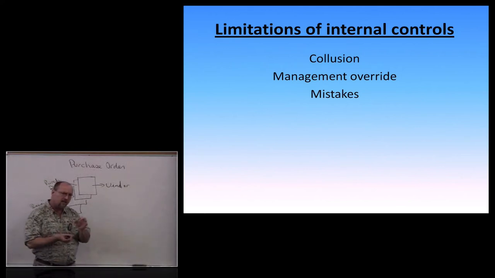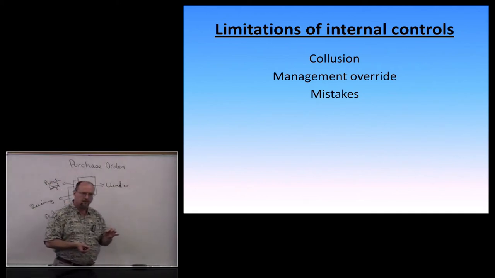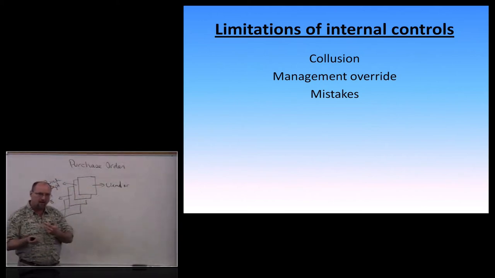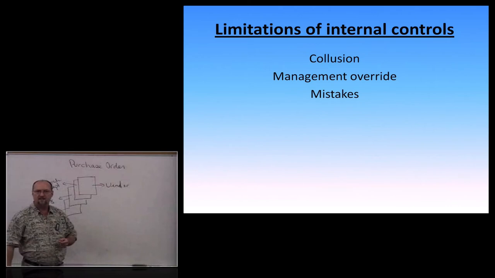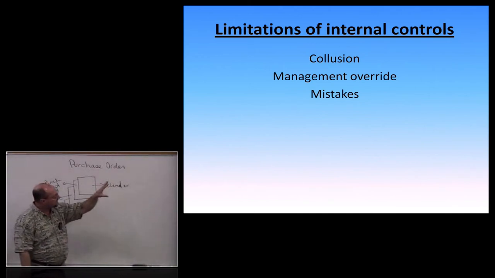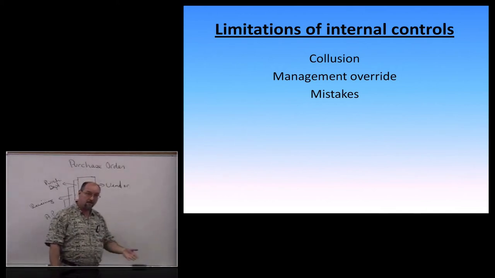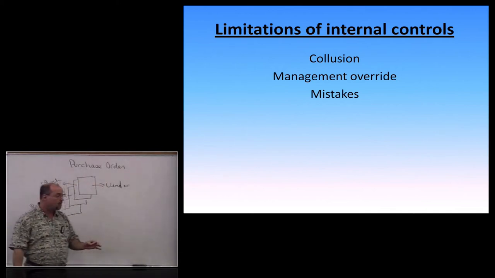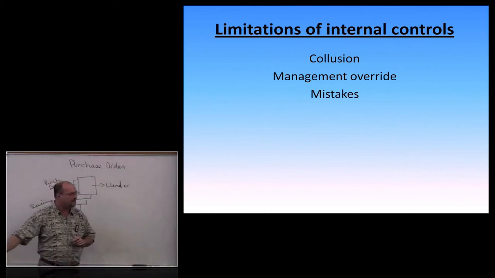So you can design good controls to prevent certain types of mistakes, but you can't prevent someone from making what's called a transposition error. I meant to input 736 and I input 637. A computer can't read our minds at this point in time. So if I'm tired, fatigued, distracted, upset, whatever, and I make mistakes, a computer can only do so much. So these are what we call inherent limitations of any internal control structure. You can't prevent it. You can try to minimize it, and good internal controls will minimize this from happening, but you can't completely 100% prevent it.